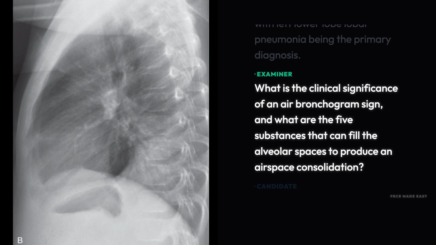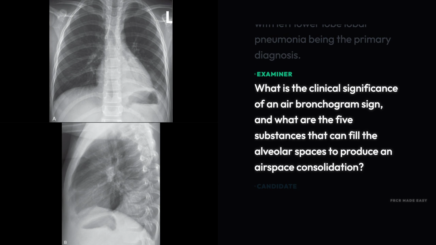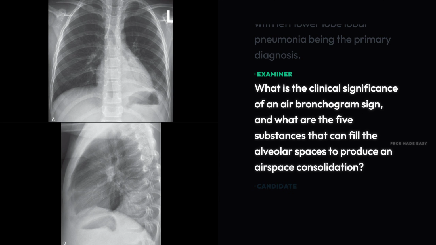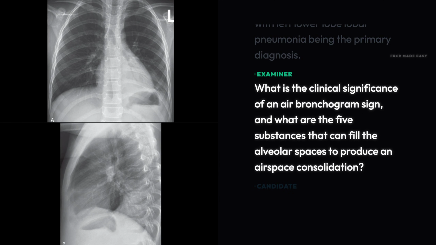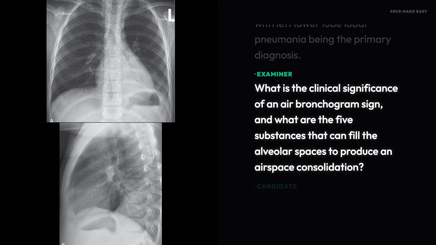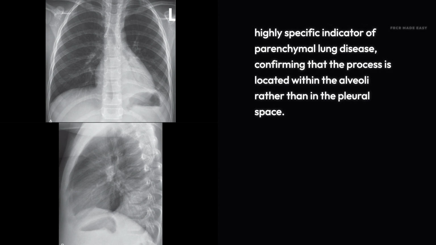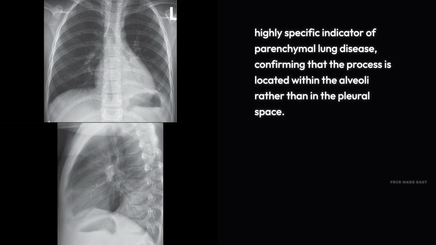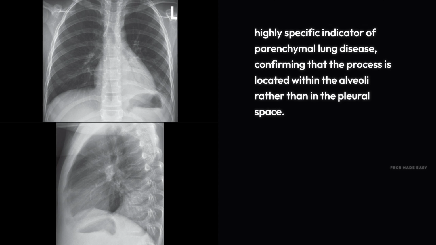What is the clinical significance of an air bronchogram sign? And what are the 5 substances that can fill the alveolar spaces to produce an airspace consolidation? The air bronchogram sign is a highly specific indicator of parenchymal lung disease, confirming that the process is located within the alveoli rather than in the pleural space.